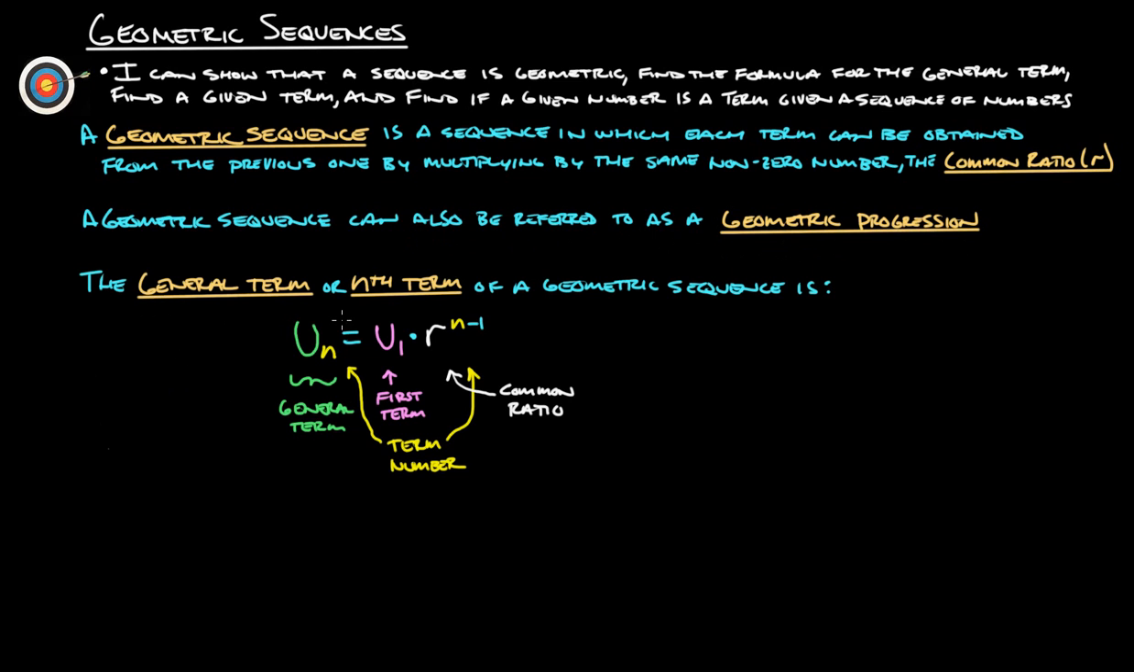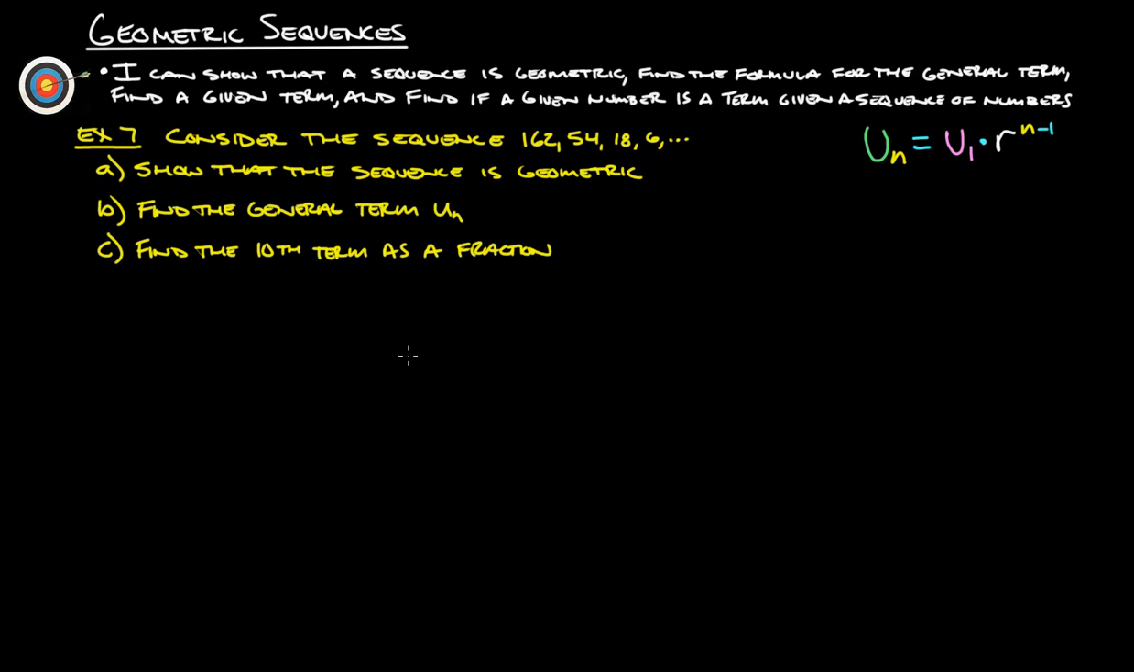Here's what the formula looks like. The general term, or nth term, of a geometric sequence is u sub n, where n is the term number, and u sub 1 is the first term, just like we did in arithmetic sequences. The difference is that r, the common ratio, is raised to the n minus 1 power. So let's put this into use.